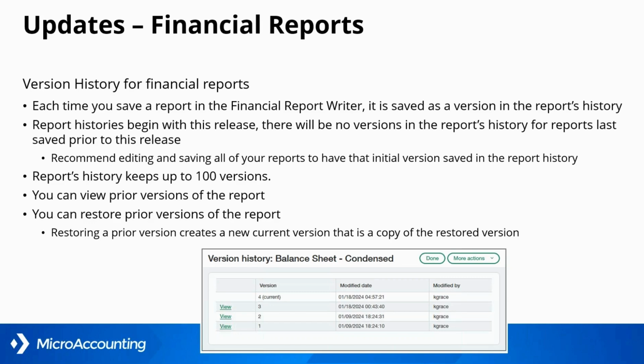So now, although we still are going to recommend duplicating those before you make any major edits, it is going to now keep your prior versions of that report. So it's going to show up in the audit history. On the report itself, you'll see under more actions, the audit history, and you'll be able to see all of those different versions.